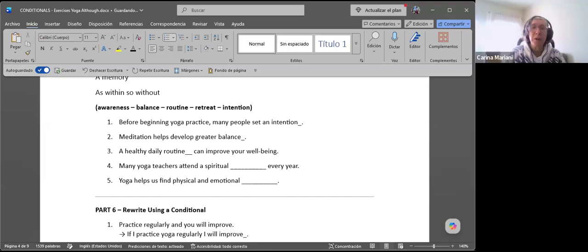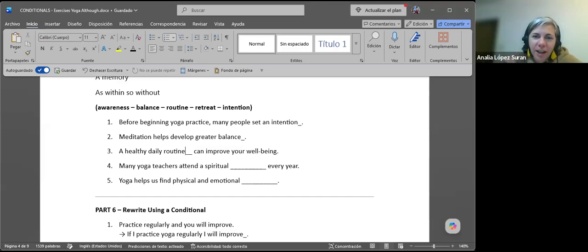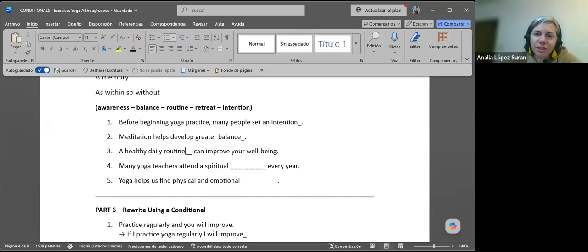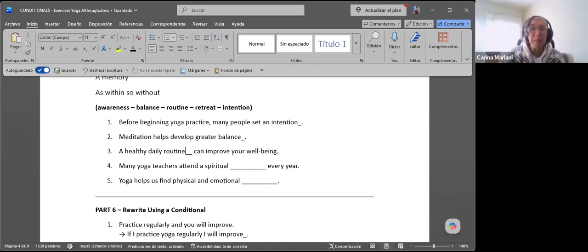And what does a healthy daily routine involve for you? Do you think you have a healthy routine, or is there something that you have to improve in your routine so it becomes more healthy? When I get up, I put lemon in warm water and I drink it. This is my first step for my daily routine.